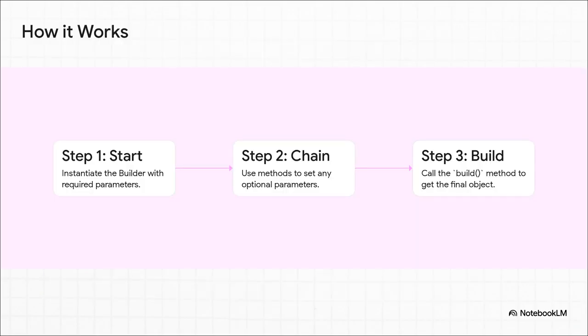And the process itself is just so clean. First, you start the builder with only the parameters that are absolutely required. Then, you just chain together these simple method calls to set any of the optional stuff you need. And then, when you're all done, you call build, and boom, you get your fully constructed, ready-to-go object.